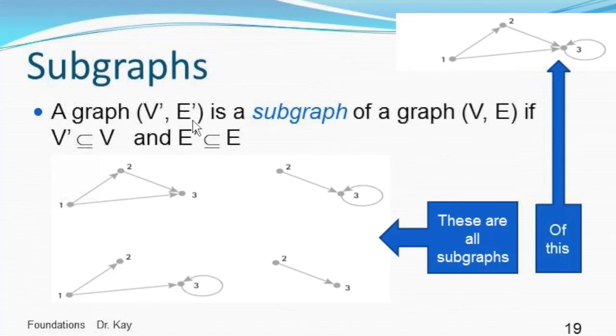So a graph V prime, E prime is a subgraph of another graph V, E if all of the vertices in V prime are a subset of the vertices in V, and the set of edges E prime is a subset of the set of edges E. So here is a sample graph, and here are 4 graphs that are subgraphs of that first graph.